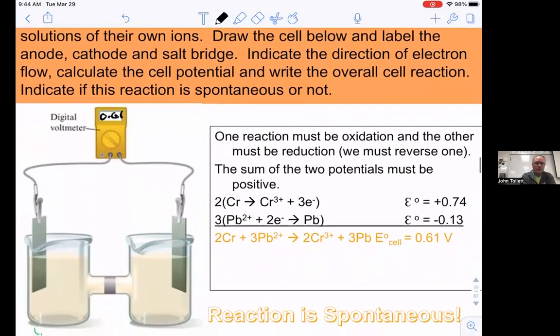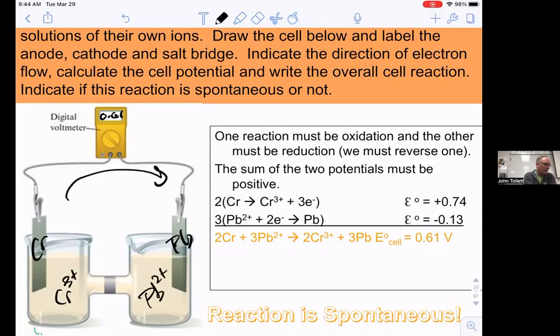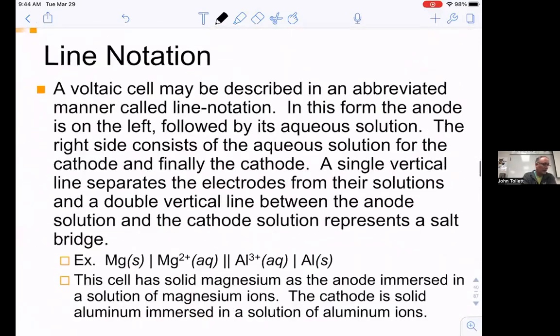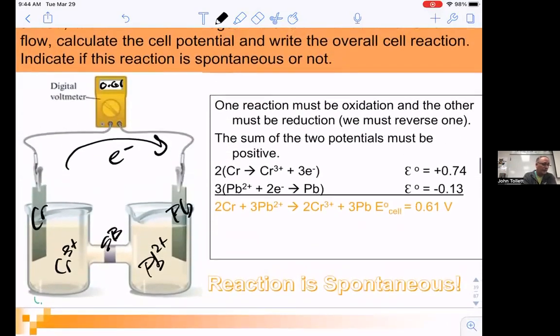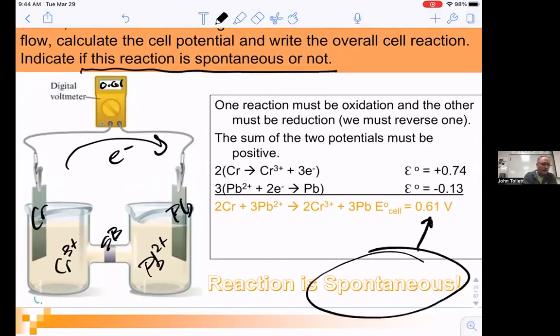So here it is, all finished up, not quite labeled, but this would be your chromium over here. This would be your lead over here, your chromic ions in here, your lead ions in here, and your electron flow in this direction. And here's your salt bridge. I should have said also, it did ask to indicate whether the reaction was spontaneous or not. It is spontaneous. How do you know? It's positive. If it's positive, then it is a spontaneous reaction. Had I set this up in the other direction and added positive 0.13 to negative 0.74, we would say that it is not spontaneous.